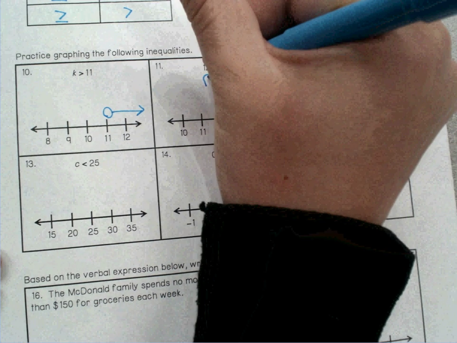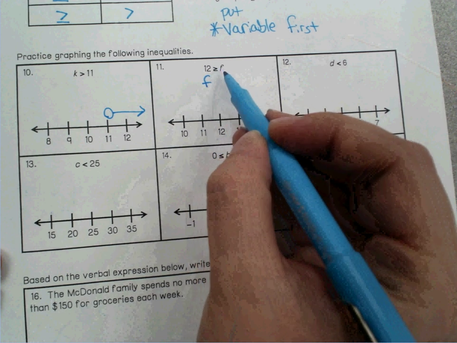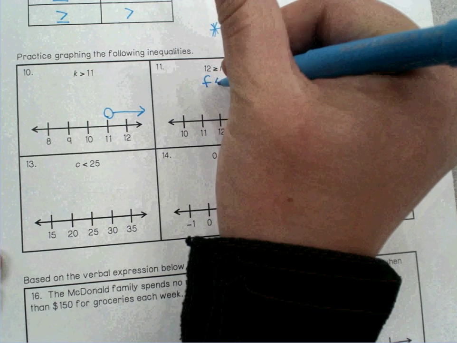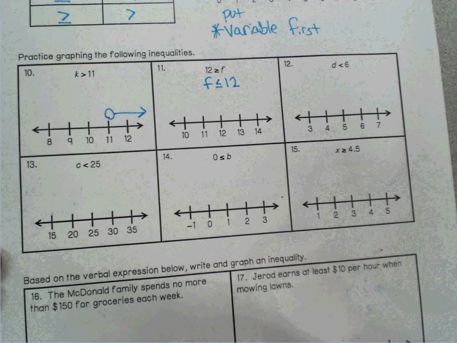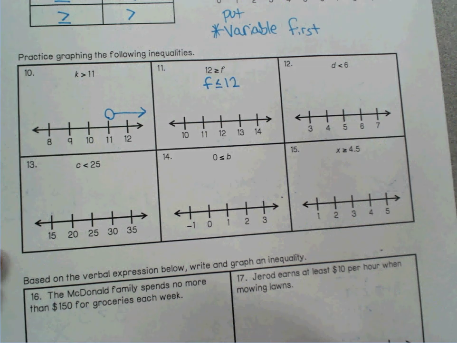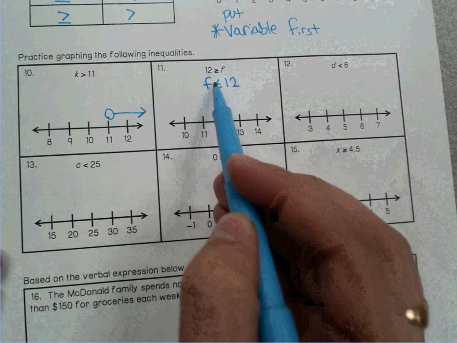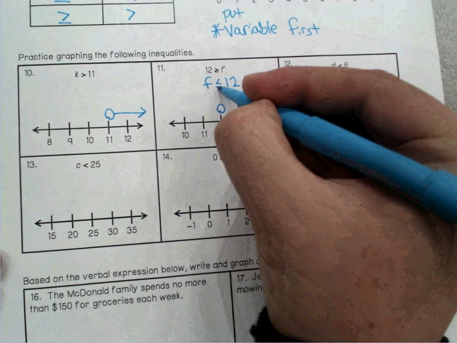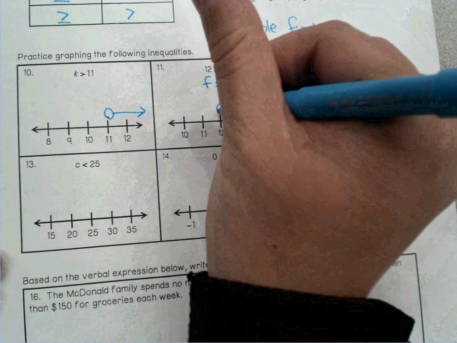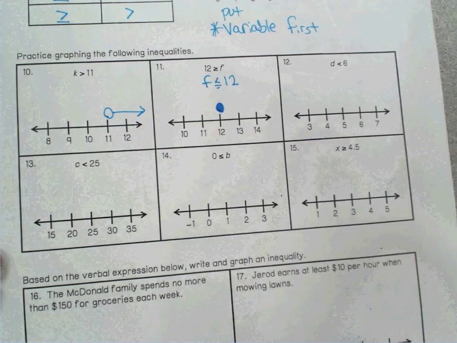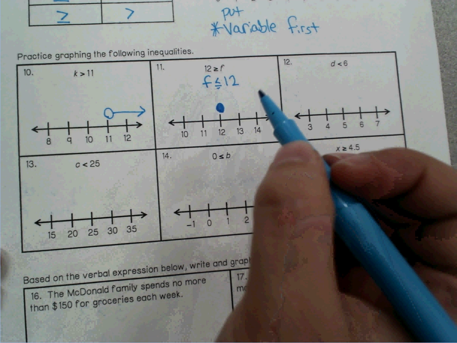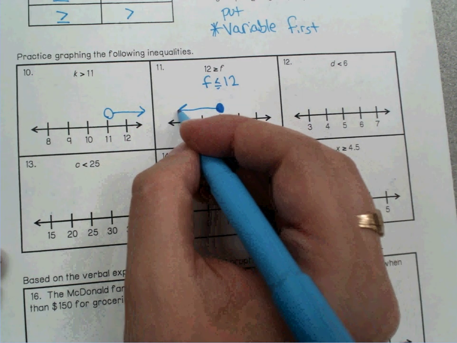So instead, we want to read this as f is less than or equal to 12. So we're just going to flip everything. We changed the direction of the inequality because it's still pointing towards the f, which is what we want. Now we're at the 12. It's less than or equal to, so we want to shade in that dot. Make sure you can tell if it's open or closed. And then it's less than or equal to 12, so less than going to the left.